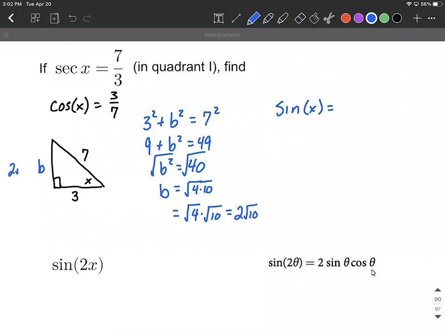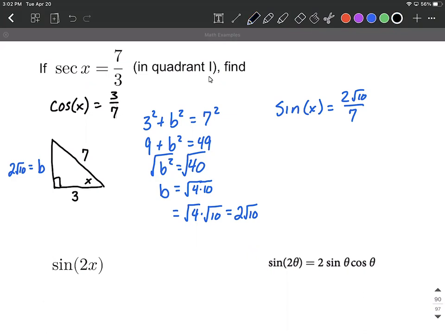So if we have 2 square root of 10 as our opposite side, now we can set up sine of x is going to be opposite over hypotenuse. And that's going to be positive, we know, because our x is in quadrant 1, and all of our trigonometric ratios are positive in quadrant 1. Now to fill it into our formula.